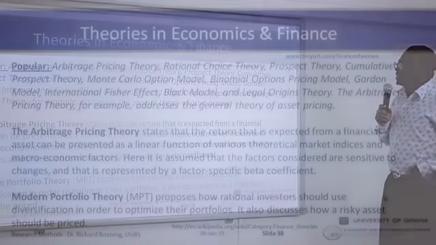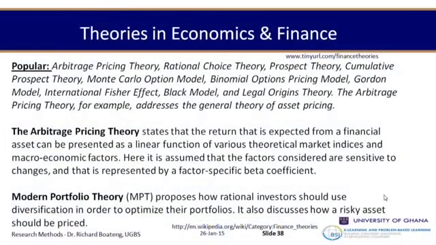In economics, there are different types of theories. Arbitrage pricing theory, rational choice theory, prospect theory, Gordon model. Some finance students have come across most of them. Then you also have modern portfolio theory, which proposes how rational investors should use diversification in order to optimize their portfolios. It discusses how a risky asset should be priced.